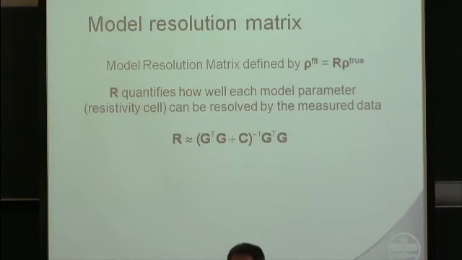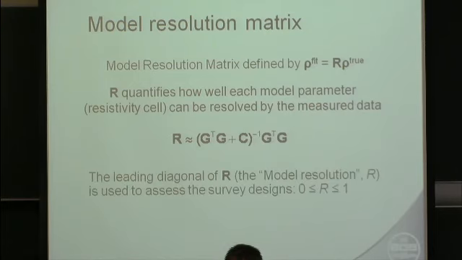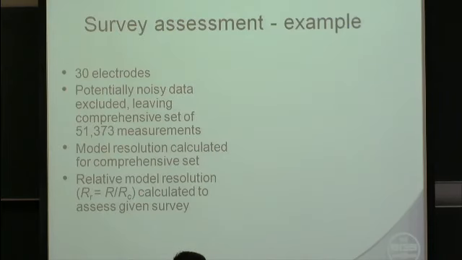In the linear approximation, it can be written in that way, and to simplify things, we just use the leading diagonal of the matrix, which we call the model resolution. This takes values between 0 and 1. 0 is unresolved and 1 is perfectly resolved.